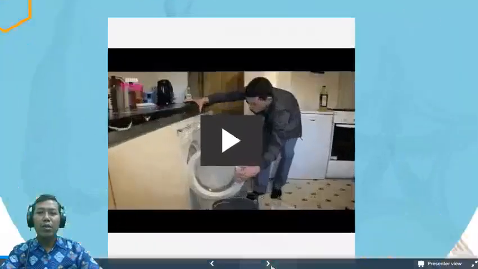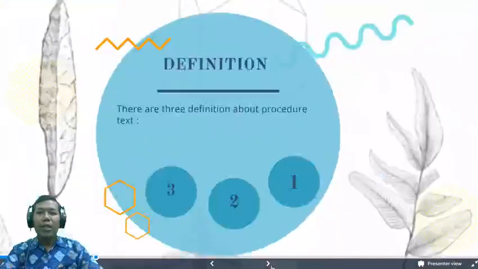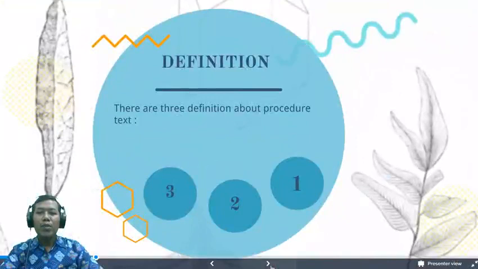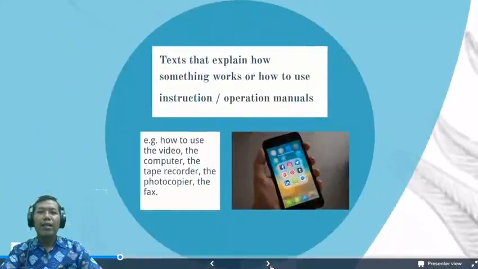So, what is actually meant by procedure text? There are three definitions. What are they? Procedure text is text that explains how something works or how to use it. It is any kind of instruction or manual on how to operate something.